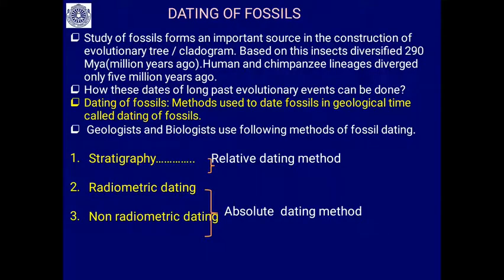Based on this, you know that insects diversified about 290 million years ago. The human and chimpanzee lineages diverged only 5 million years ago. So we were on a common stem just 5 million years ago. So how can we decide all this? This is what you can see: how the dates of long past evolutionary events can be determined.